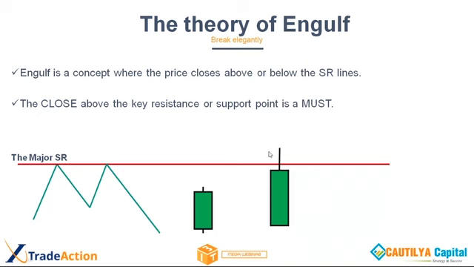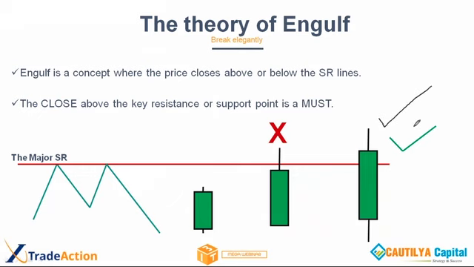In the next scenario, the green candle breaks the major SR and closes above it, and this is called an engulf. In the second case, price engulfed the major SR. This is not an engulf because price did not close above the major SR. Concept is very simple. I hope it's very clear to everyone.